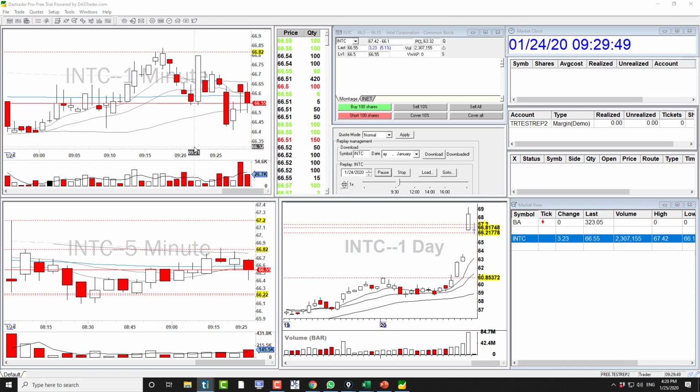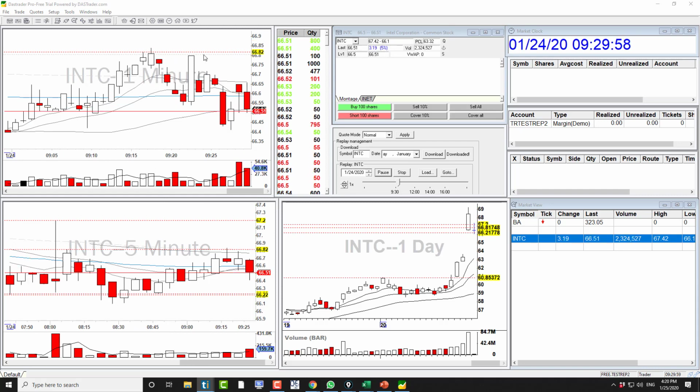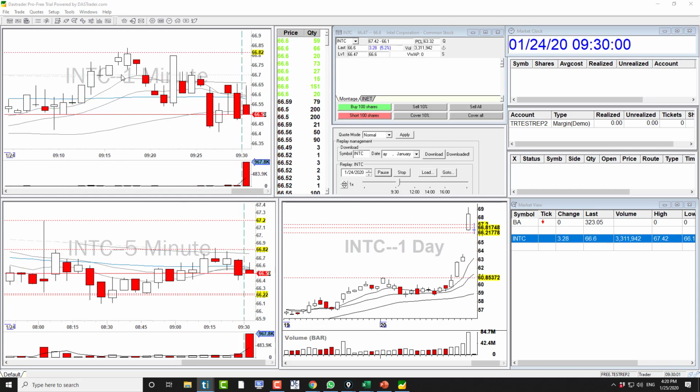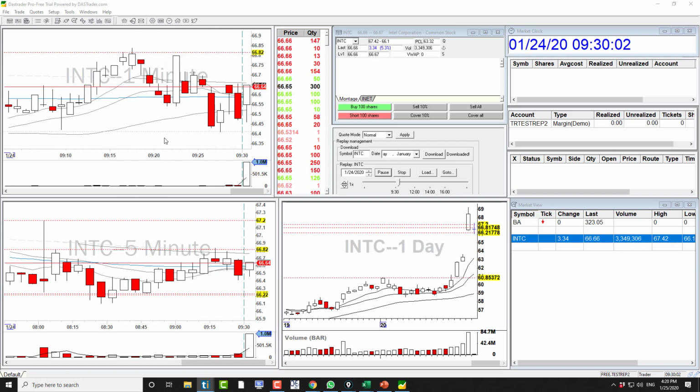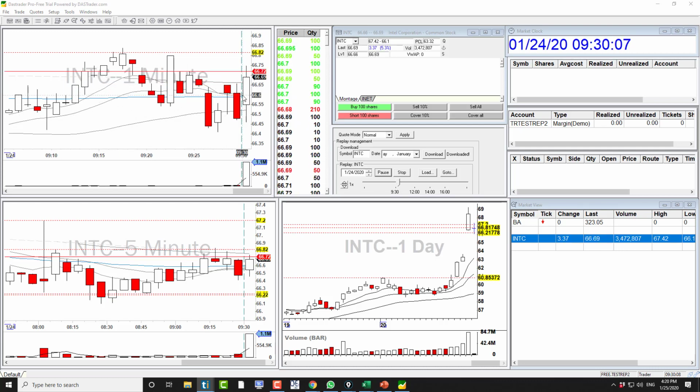Again, my hands are on the trigger. I already know how many shares I want to take, all of those risk management tools that you want to have. It seems that the high of pre-market, this 66.82, is a level. So, okay, now the market is opening. The volume is crazy, 1 million shares already. The VWAP is at 66.60. Let's see what it does.